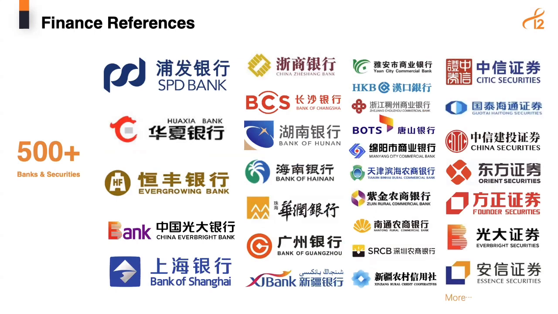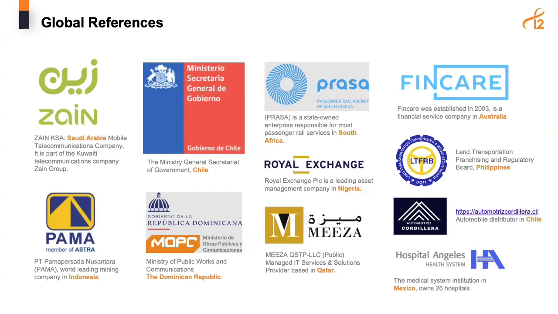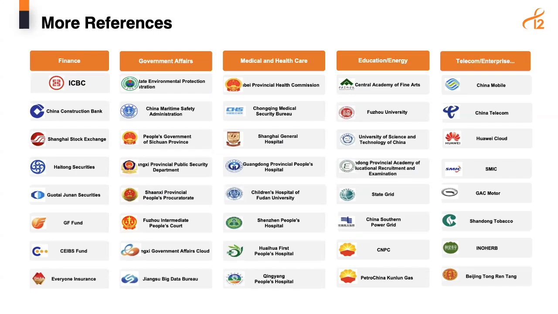As I mentioned, we provide our solution to more than 500 banks and securities firms. Here are listed some of the typical ones. Not only in China, we also have customers across the globe in the last few years. Previously, we were working with upstream vendors like Huawei, like H3C. Most of the cases were done together with Huawei, listed here from different countries in different regions. Also, more customer cases are listed here.